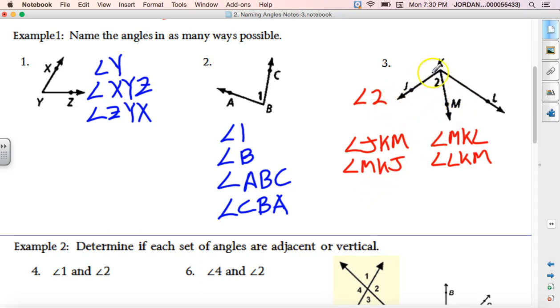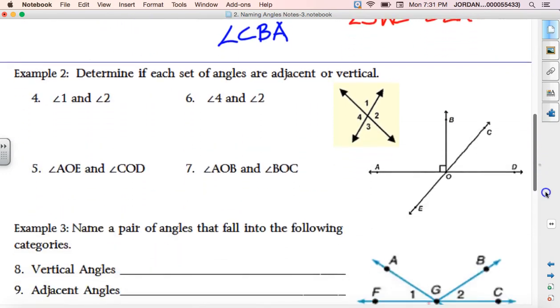Now, we also got to label the big angle. We can call the big angle angle JKL or angle LKJ. Again, we can't call it angle K because I don't know if you're talking about the big angle or one of the small angles, because all of them would be an angle K. So here's all the options for problem number 3. Alright, let's keep on cruising.